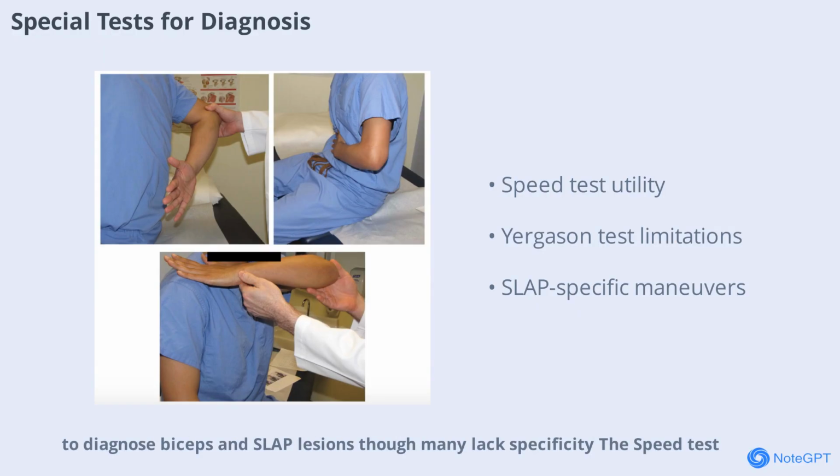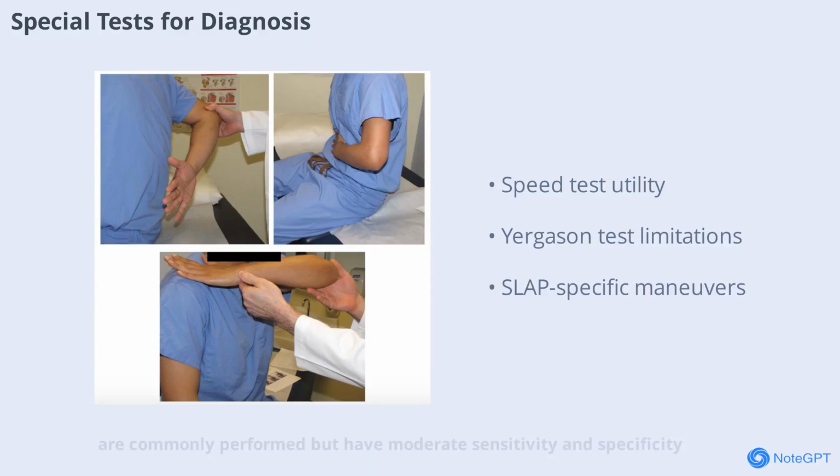Several physical examination maneuvers are used to diagnose biceps and SLAP lesions, though many lack specificity. The speed test, which involves resisted elbow flexion, and the Yergason test, which uses resisted forearm supination, are commonly performed but have moderate sensitivity and specificity. Tests specific for SLAP pathology, like the O'Brien active compression and O'Driscoll dynamic labral shear, offer additional clues but are not definitive. These limitations highlight the need for a multimodal diagnostic approach.